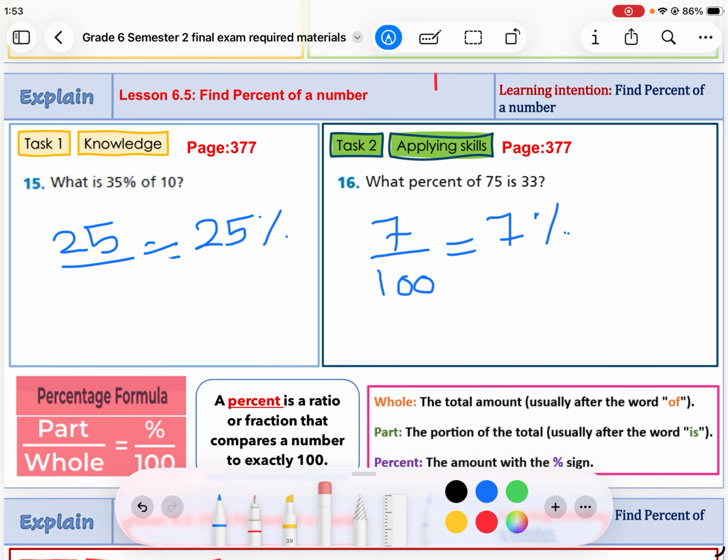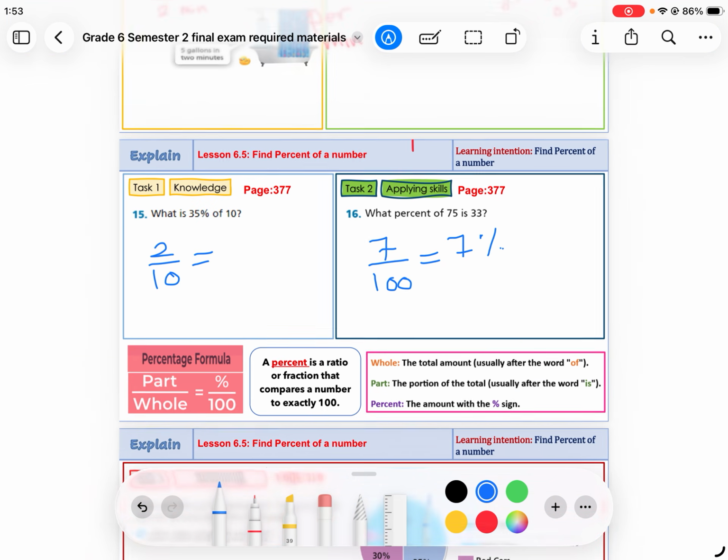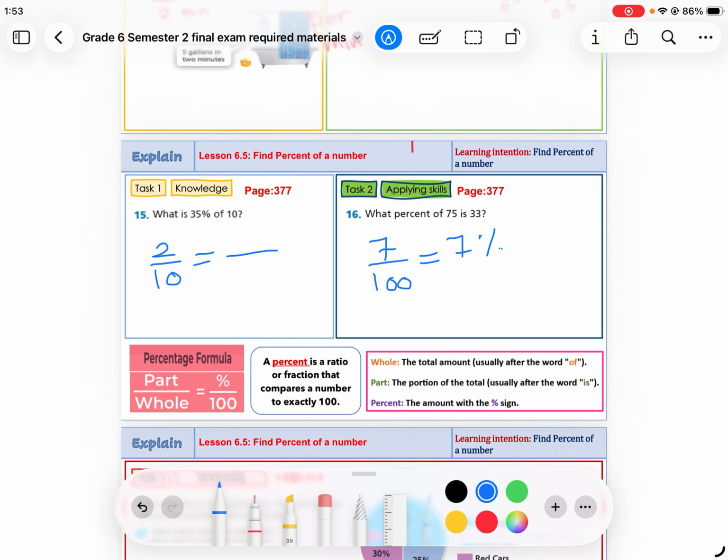But sometimes we have cases like 2 out of 10. My denominator is 10. So how am I going to change it into 100?